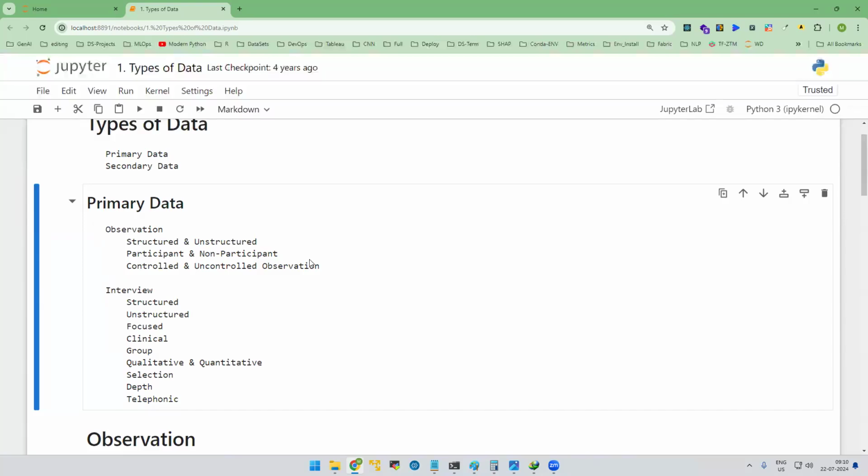That is participant, non-participant. Controlled and uncontrolled: mostly you will see the term controlled in the case of scientific experiments. They don't allow any external force to interact with whatever experiment they do. That's the reason they need a more controlled environment. Whereas uncontrolled is conducted completely in the open.